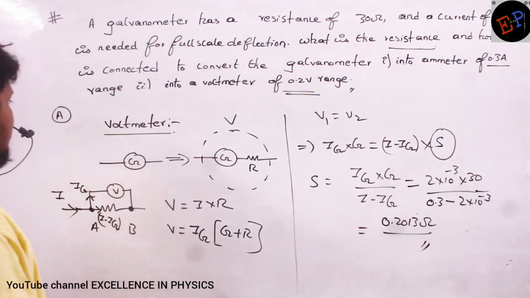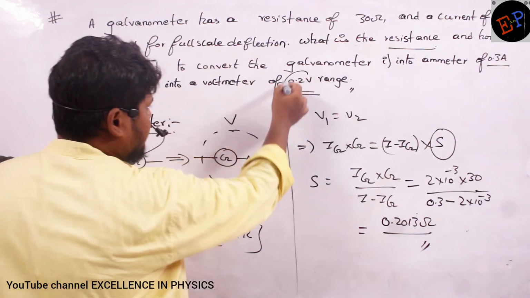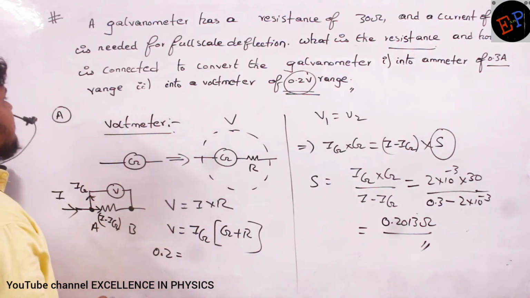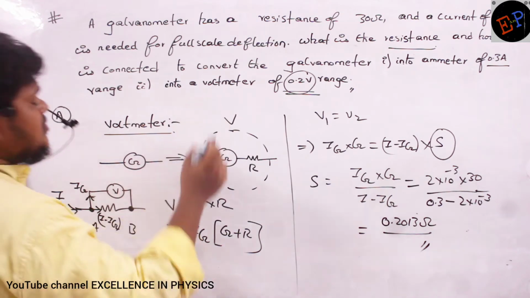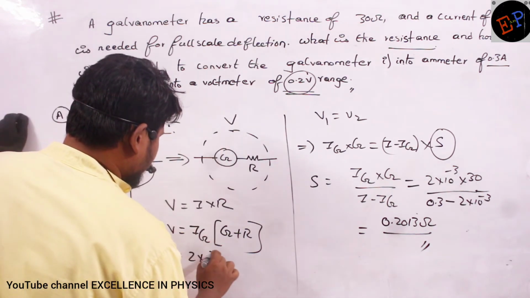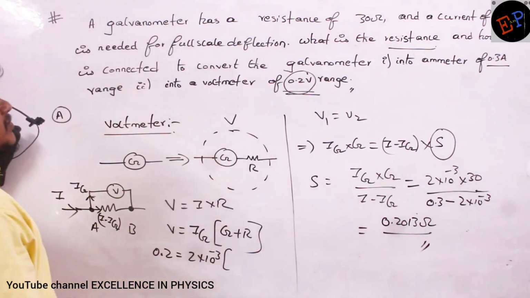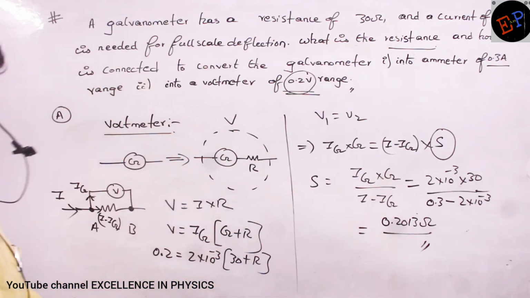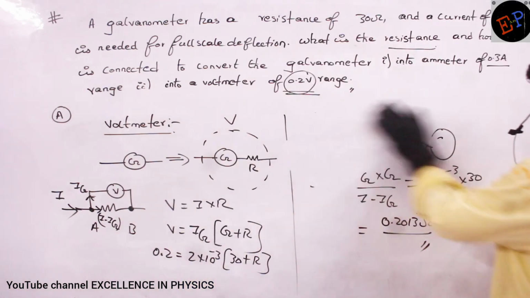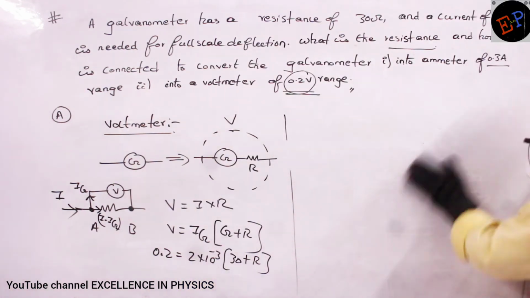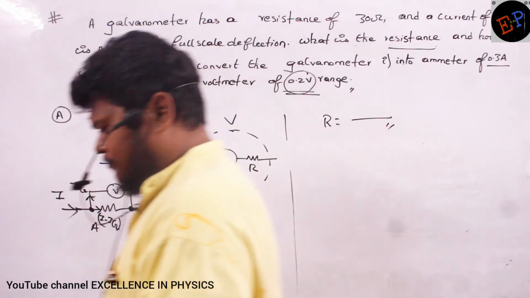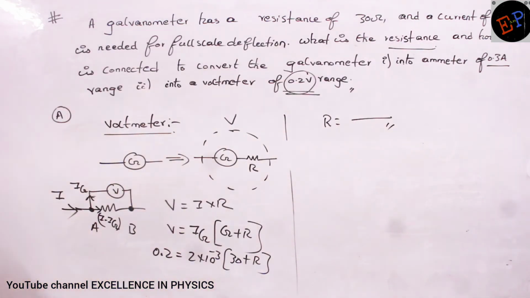And what is the range of the voltmeter he is asking? 0.2. So here I have to write 0.2. The Ig value is already given, 2 into 10 power minus 3. And the resistance of the galvanometer is 30 plus R. That's all. Calculate the R value from this one. That is my required answer. So find the R value. The answer which I should get is 70 ohms.